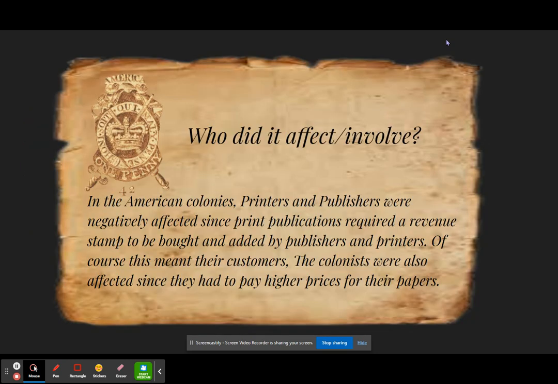So who did it affect and who did it involve? In the American colonies, printers and publishers were the ones most affected by the Stamp Act, since print publications required a revenue stamp to be bought and added by publishers and printers. And of course, this meant their customers, the colonists, were also affected since they had to pay higher prices for the papers.